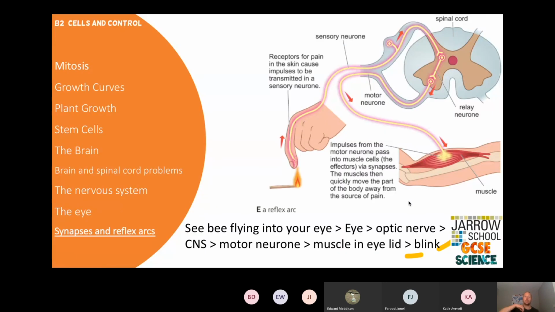And these are different from conscious actions. So when you're hearing some information, your ear sends that to the central nervous system, which sends it to your brain. Your brain thinks about what to do with that information, and it might store it. So this is different to thinking. Reflex arcs happen just without thinking about it, unconscious. And that is B2, cells and control.